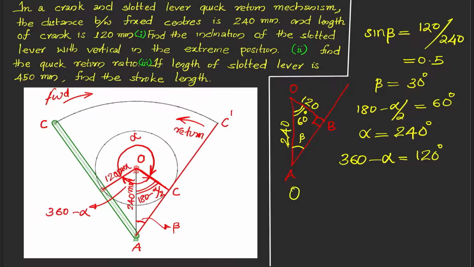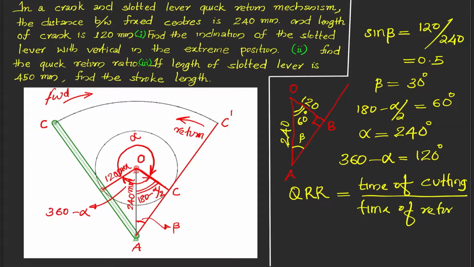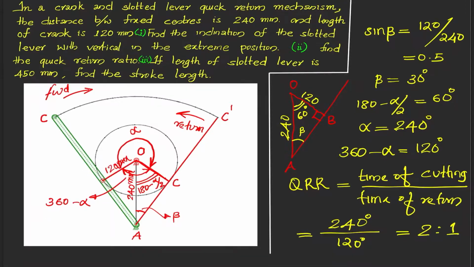So here we will find the quick return ratio. Quick return ratio is defined as the time of cutting, or time of forward stroke, divided by time of return. Time you can relate with the angle turned. So this will be equal to the angle turned during forward or cutting stroke, which is 240 degree, alpha, divided by 360 minus alpha, which is 120 degree. So this will be equal to 2, or I will be writing it as 2:1.